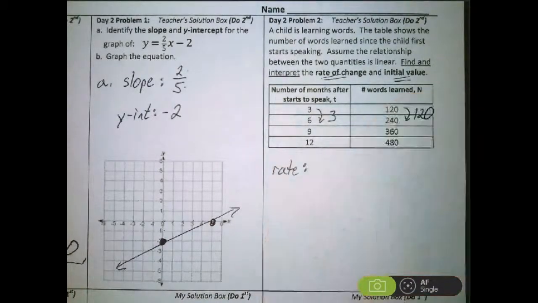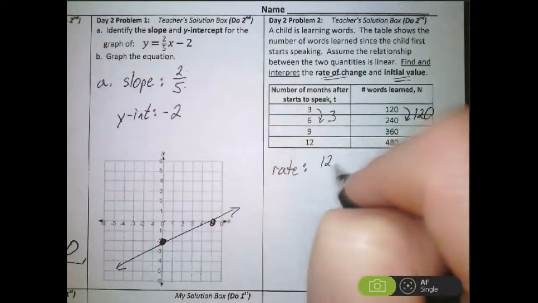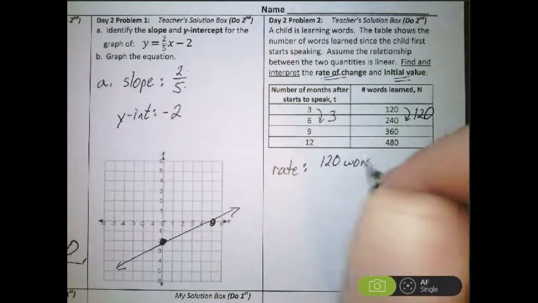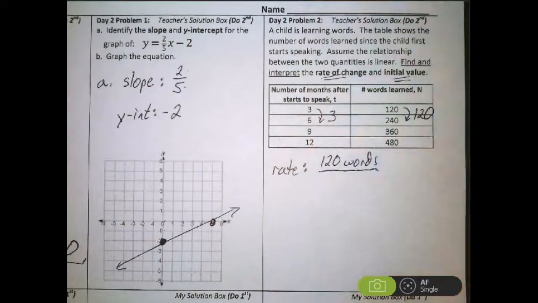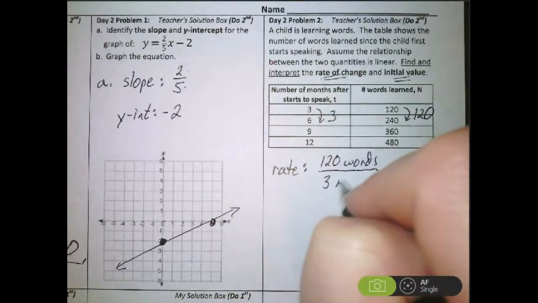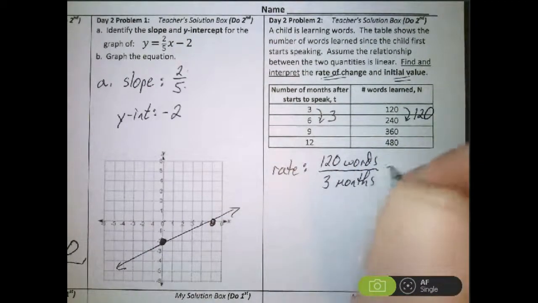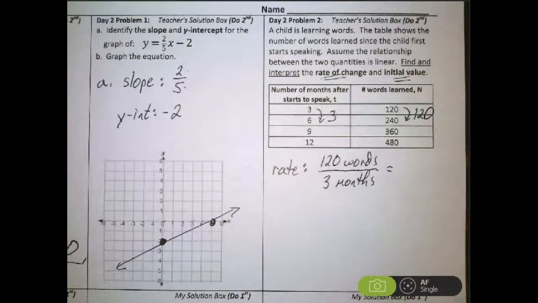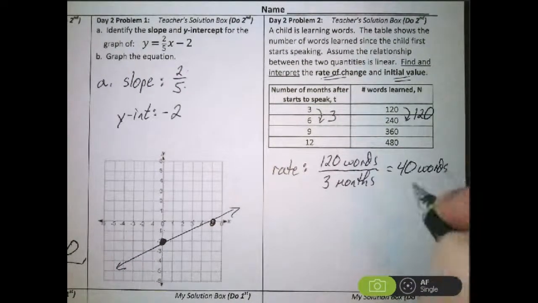Writing this as a rate, 120 words in 3 months. And then we can simplify this. 120 divided by 3 is 40 words per month. That is the rate of change.